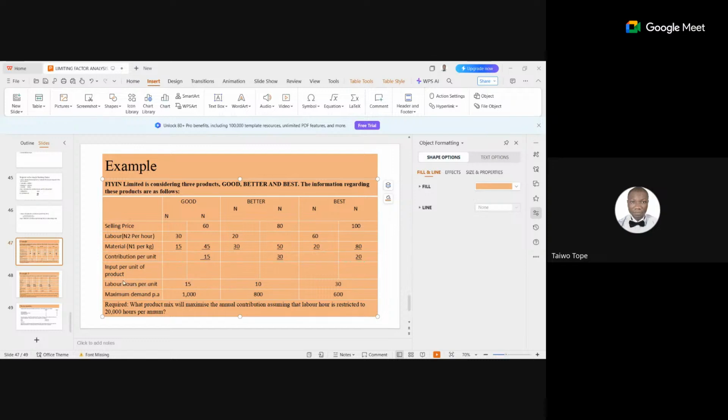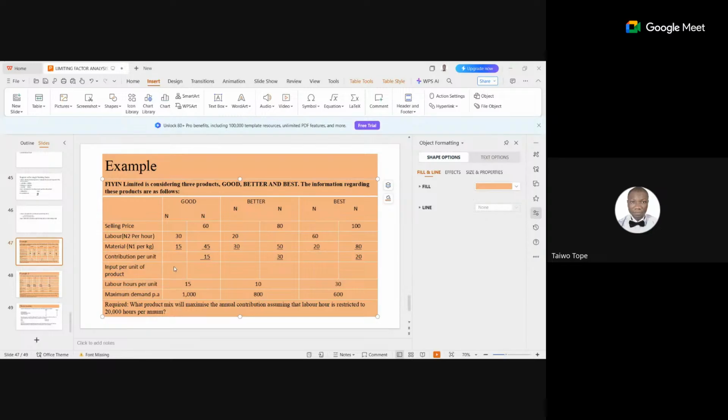We need to ask ourselves, and how do we get that? Somebody should be able to give me the answer. I believe you can all see my screen, right? Yes, sir. All right. Now I'm getting a message that you can't see my screen, but I think it's very fine.